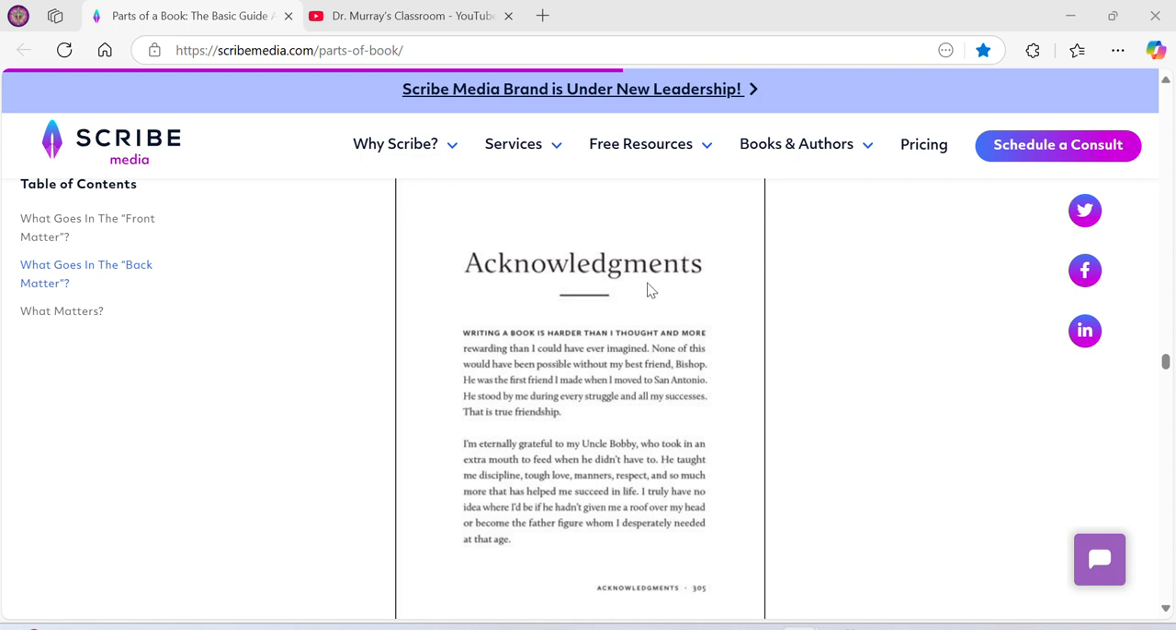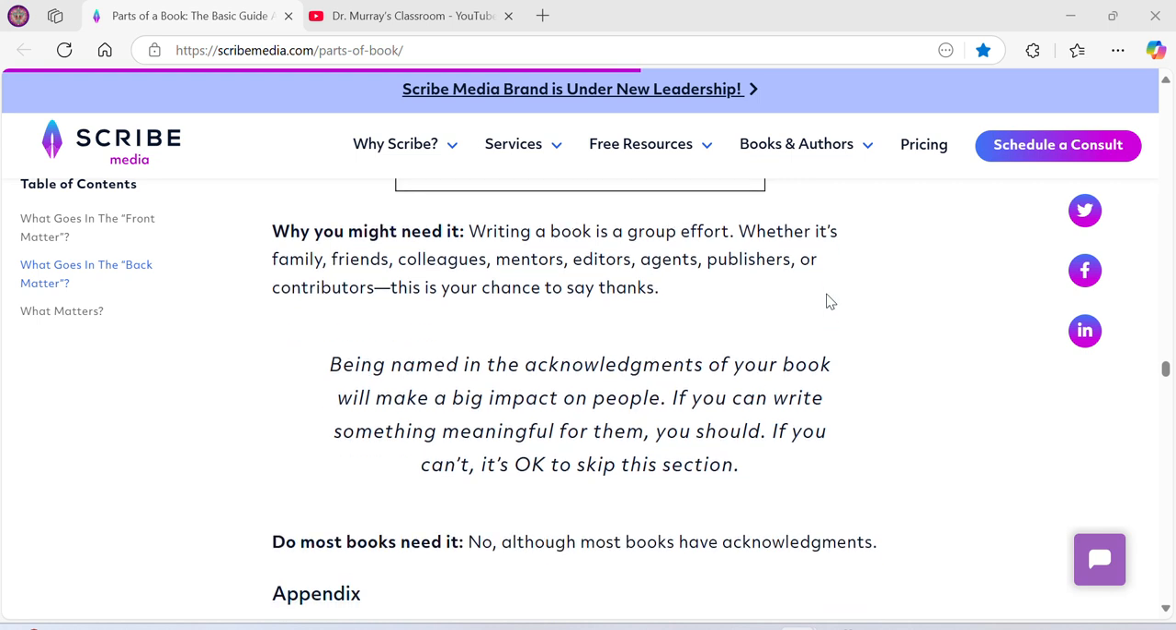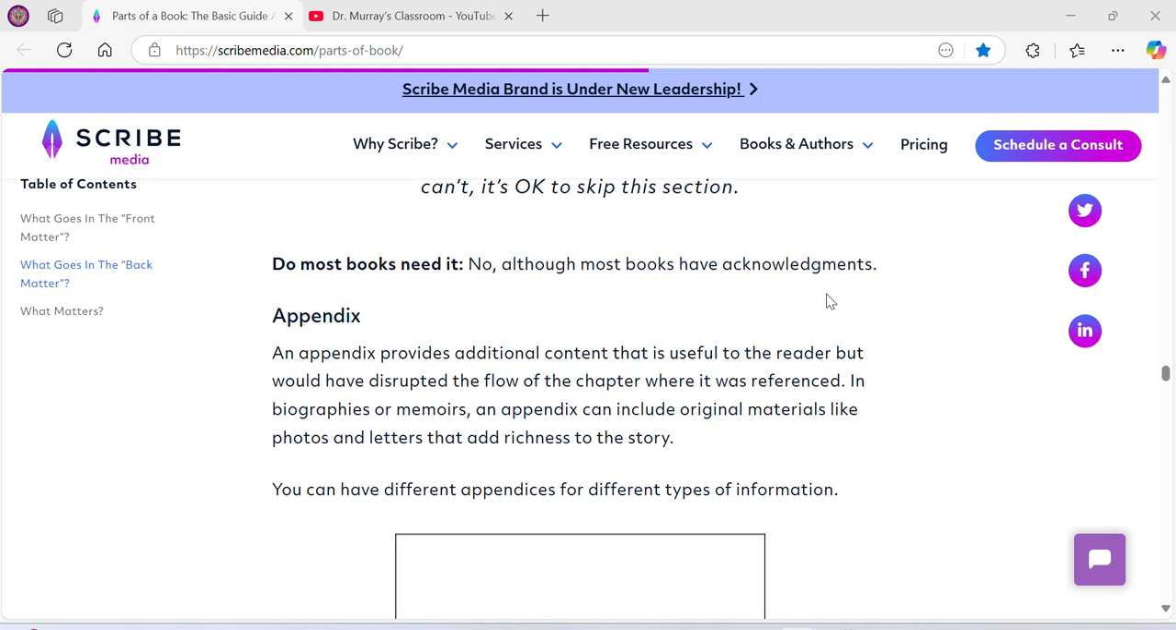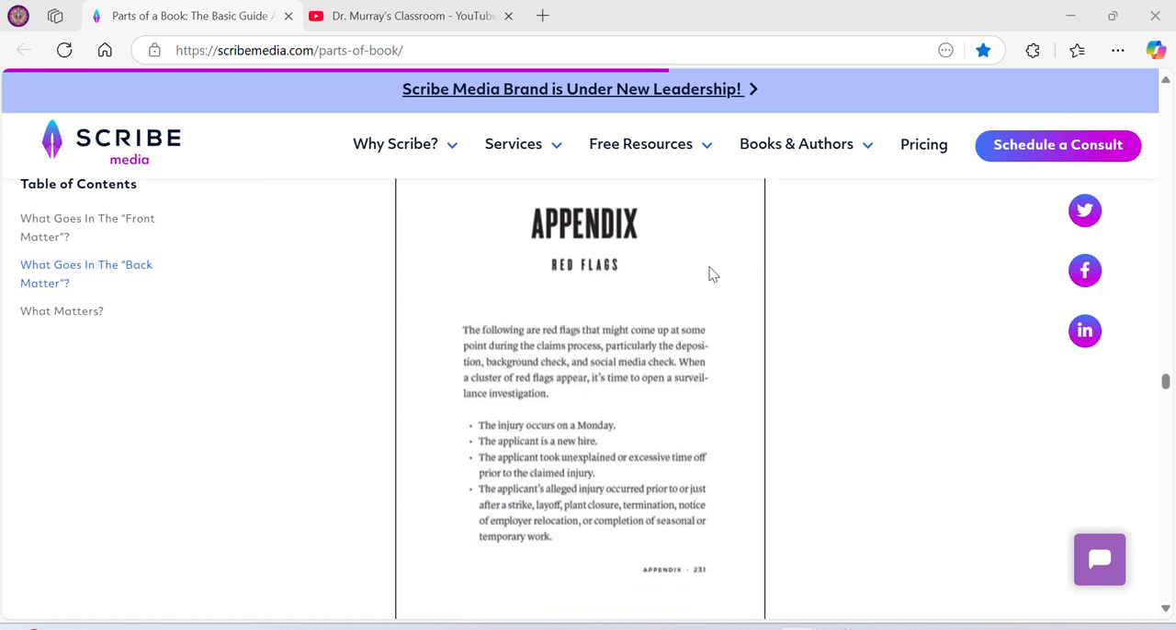You might have a co-author you want to give acknowledgments to. It can be family, friends, colleagues, mentors, editors, agents, publishers. So you can take this chance to thank all your contributors for what they have done in your acknowledgement. Appendix: most books don't need an appendix, but if you need one, you can place it here.